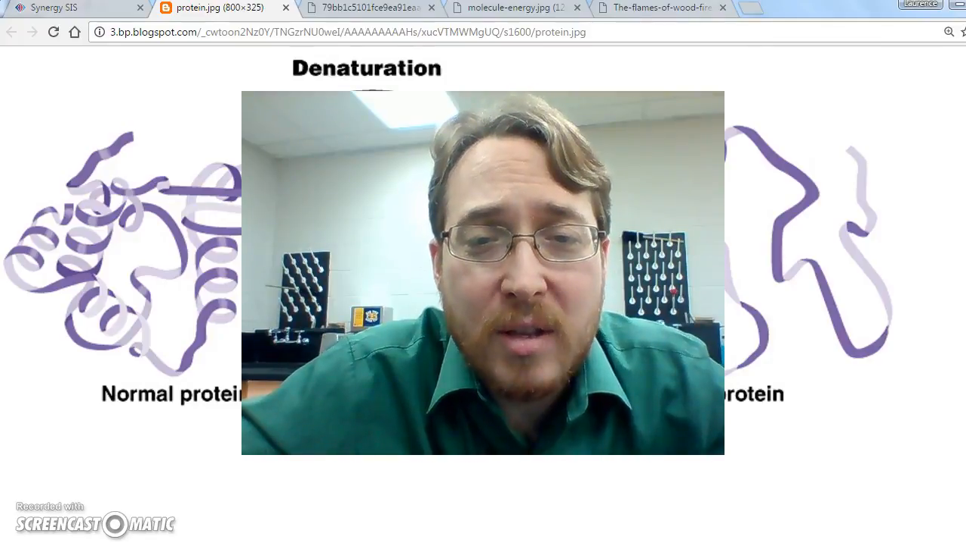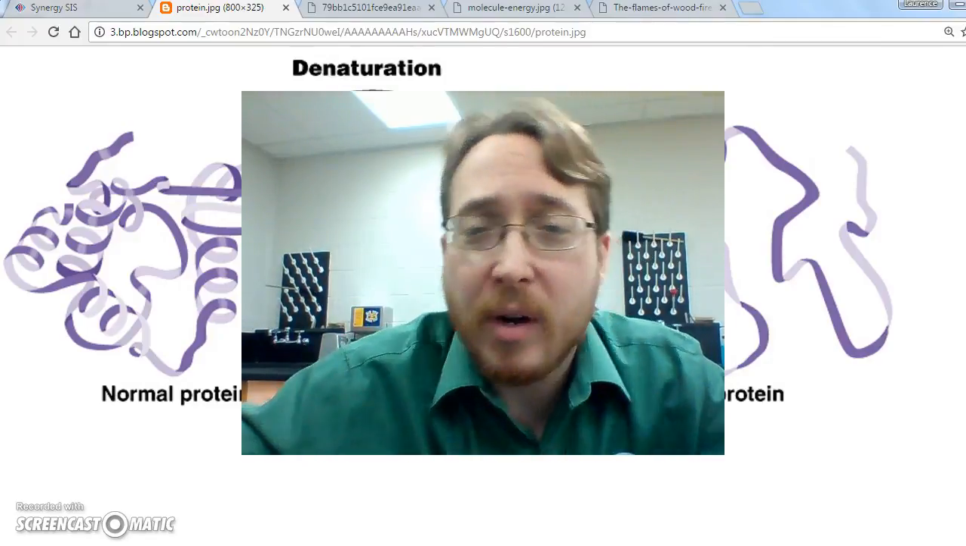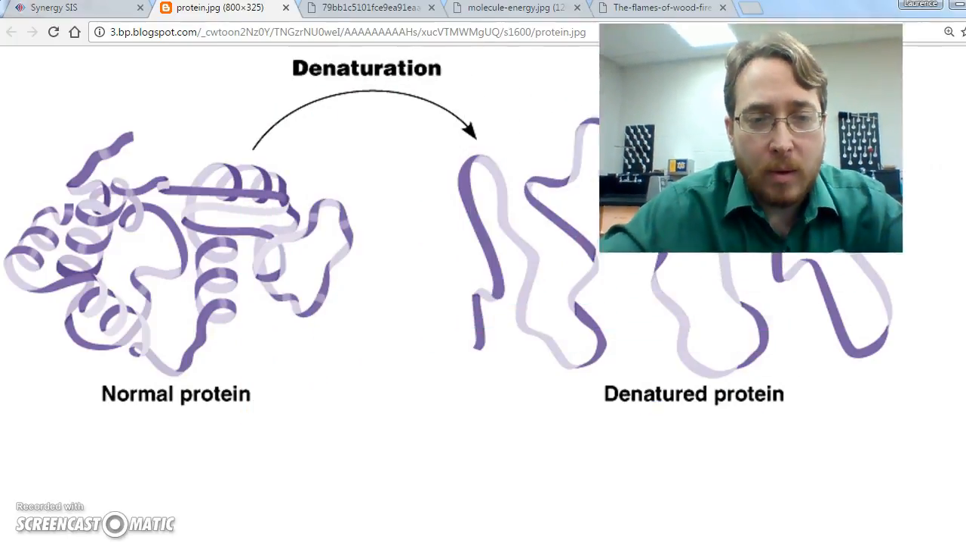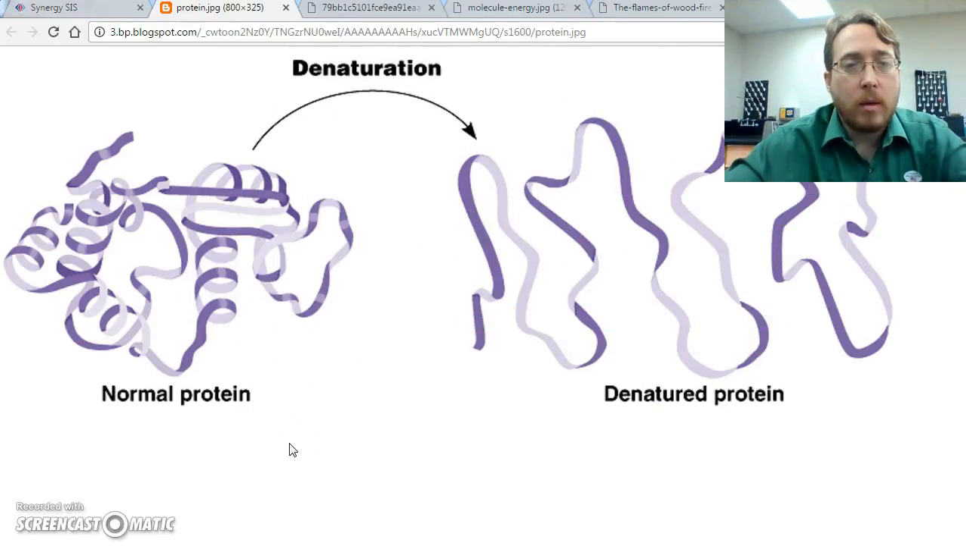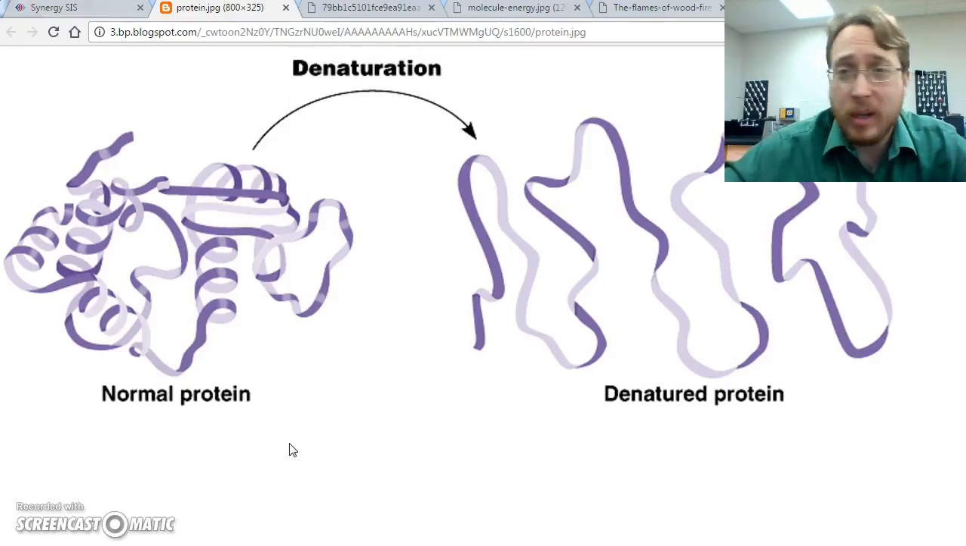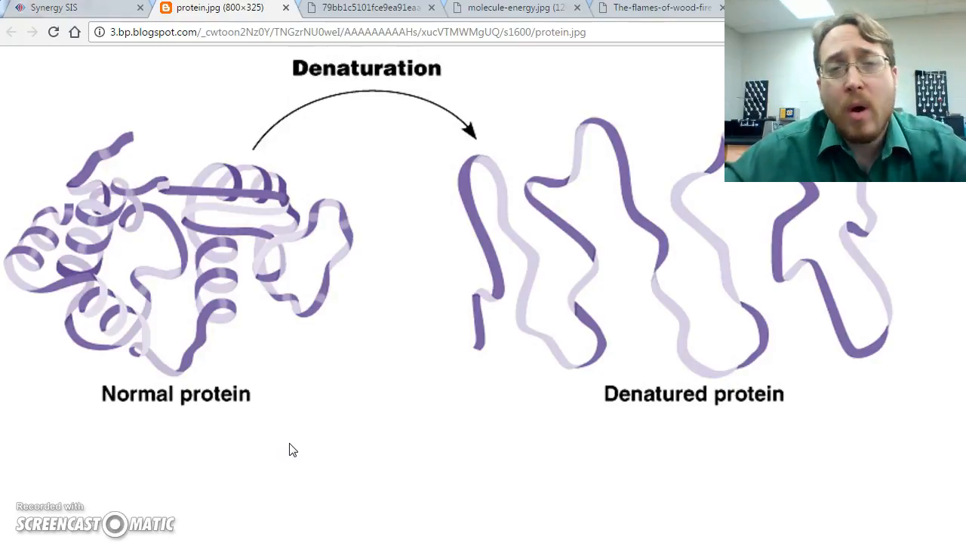Hello, College Biology. This is Proteins Part 3, and we're going to discuss denaturing. So, let's talk about it right away. Denaturing is when a protein loses its functional shape and unravels, and that's usually not good for a cell. So, what would cause this to unravel?